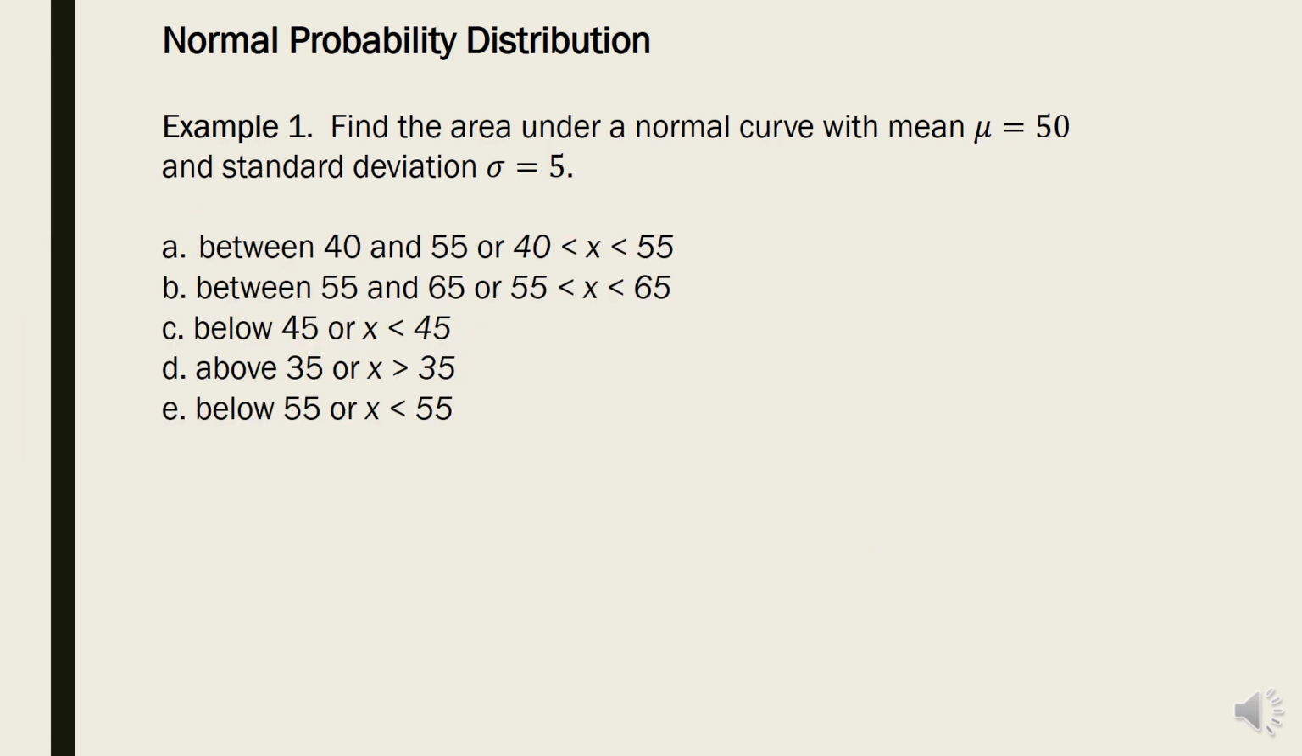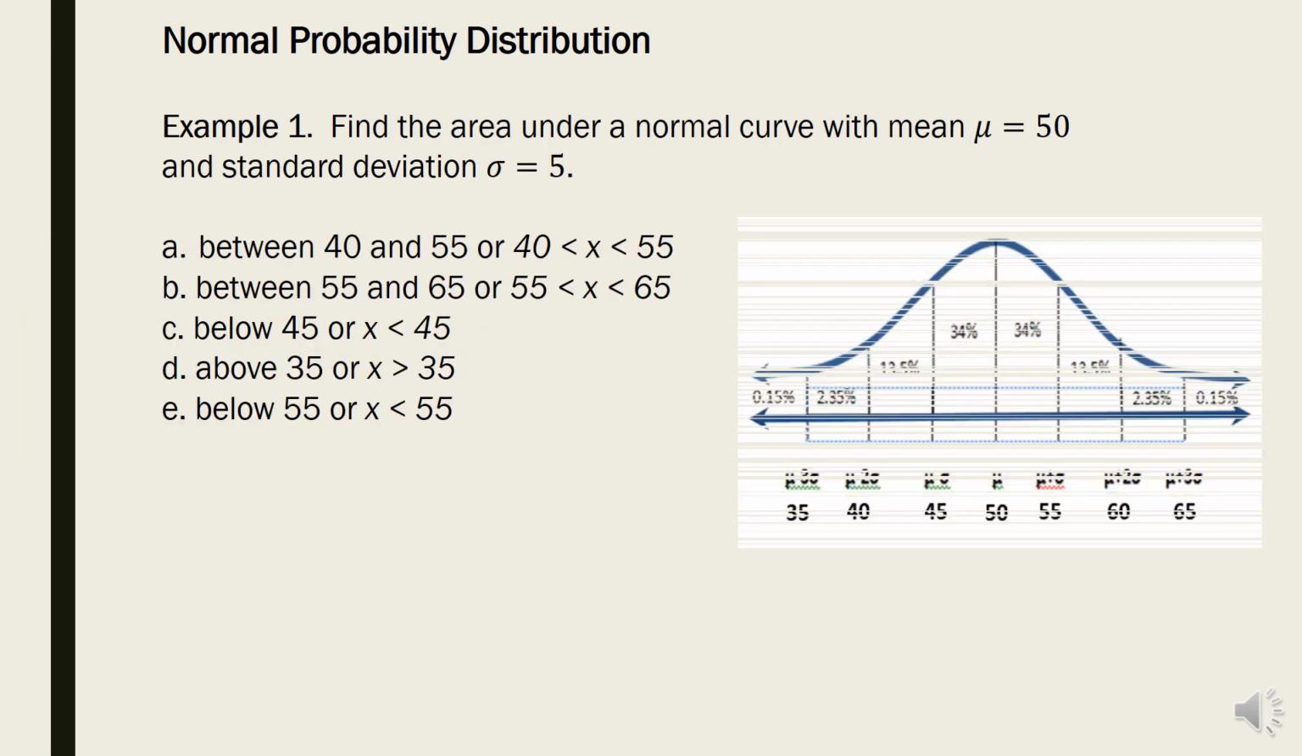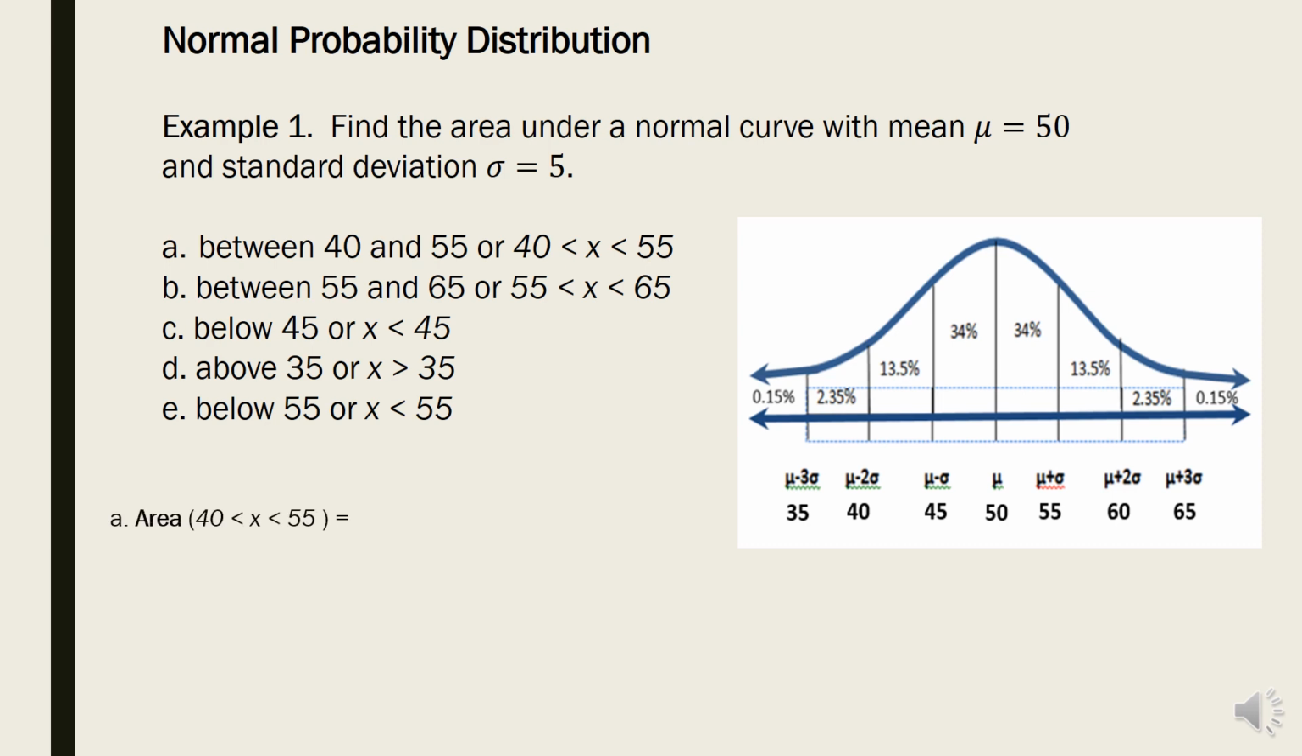Since we already have the illustration of the normal curve, we will now answer A, to find the area between 40 and 55. Let us check our normal curve. So we have 40 to 55. You have observed that we only need to add all the regions between 40 and 55.